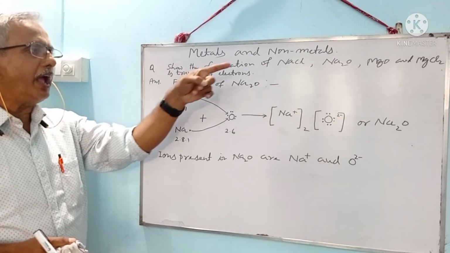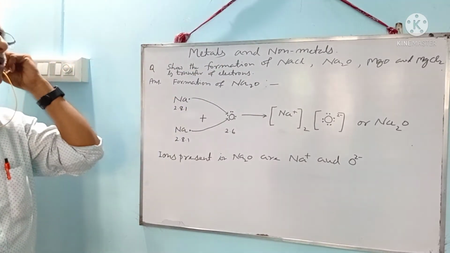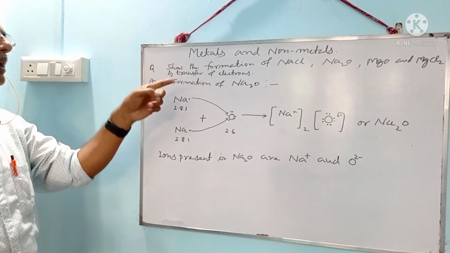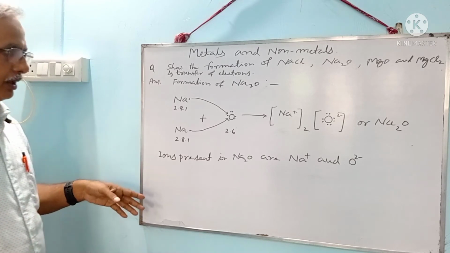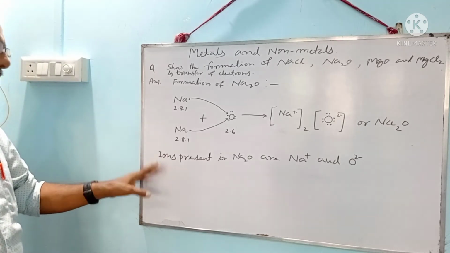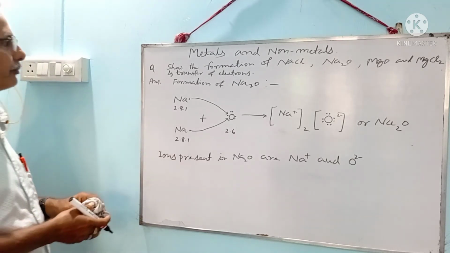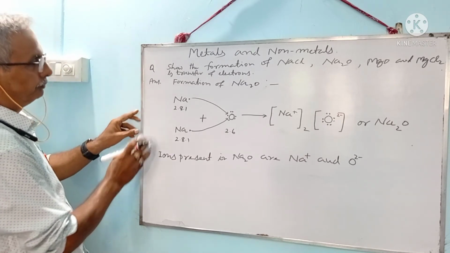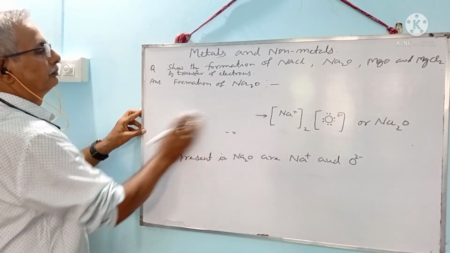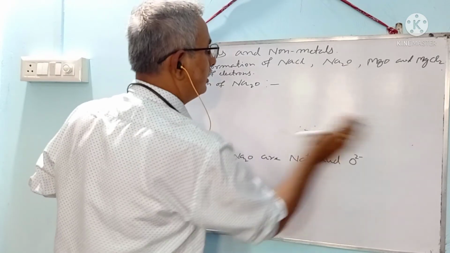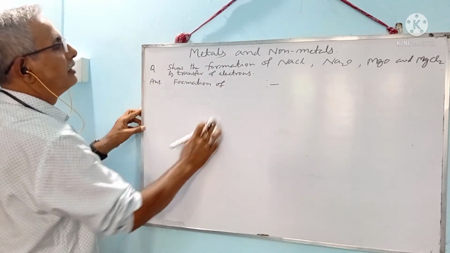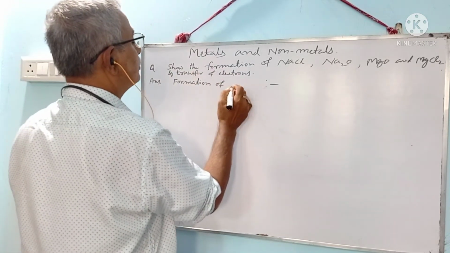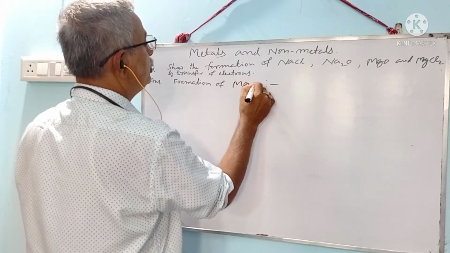Dear friends, now I have to show you the formation of magnesium oxide by transfer of electrons. I hope you understood it up to here. I had to rub it. Here you see, formation of magnesium oxide by transfer of electrons, MgO.